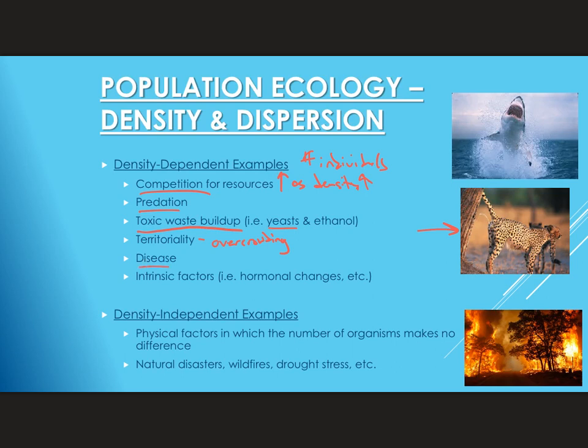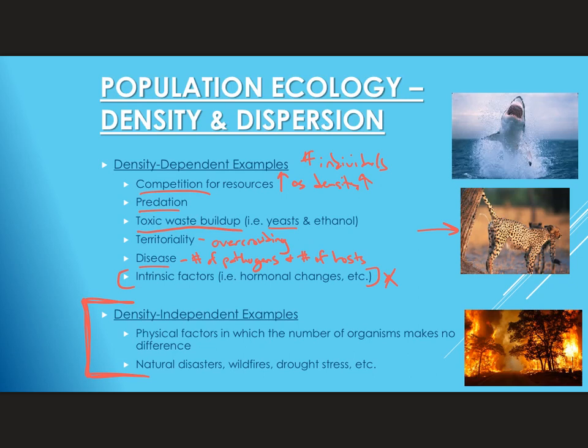Disease is something very pertinent right now, but this is something that is density dependent. This depends on the number of pathogens, so the number of organisms that cause the disease, as well as the number of hosts. So this depends on the number of bacteria in your environment, and it depends on the number of you that are there. And then your book talks about intrinsic factors. Don't get too worried about that. That just means things that are internal to an organism, but might change because of the number of organisms around them.